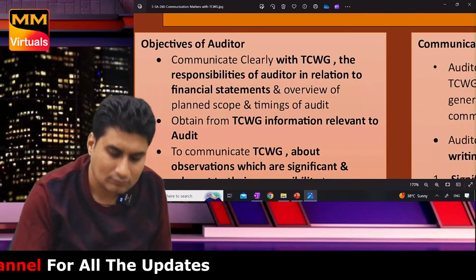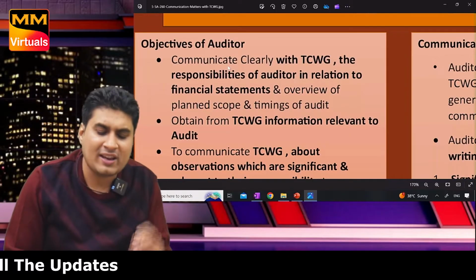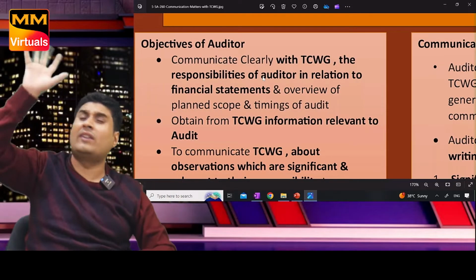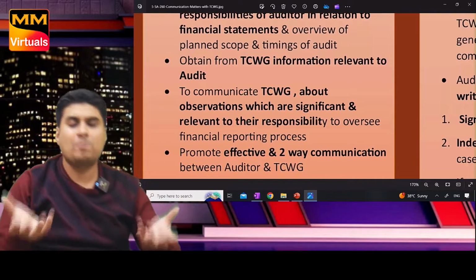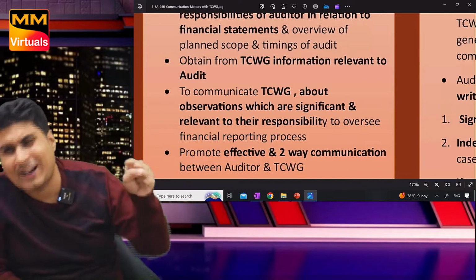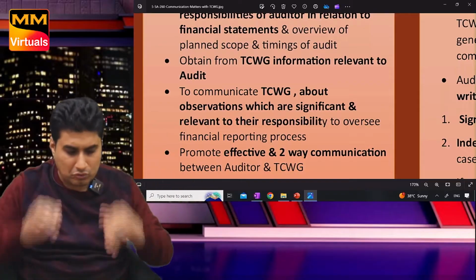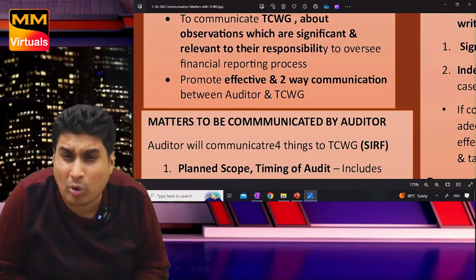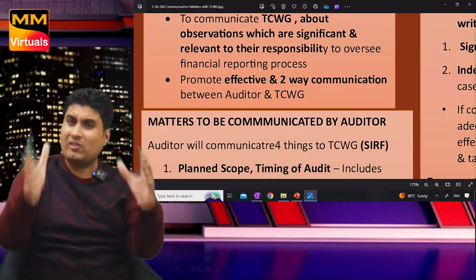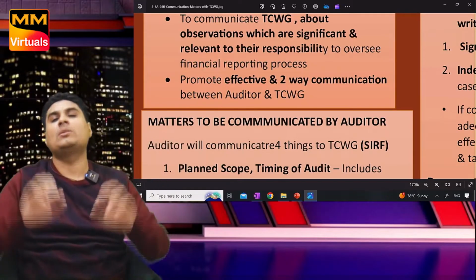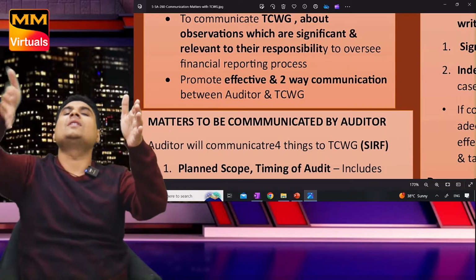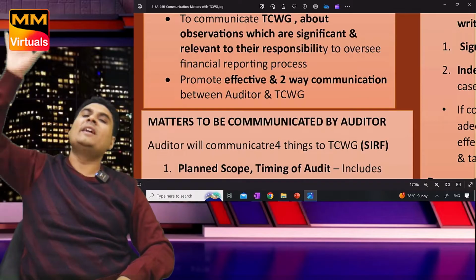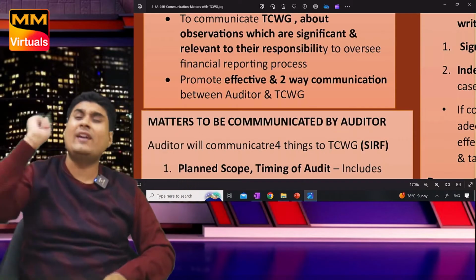Very simple. I will just read the standard. Communicate clearly with those charged with governance the responsibilities of the auditor. We will tell them, these are our responsibilities, these are your responsibilities. Why is this standard there? So we can obtain from those charged with governance information relevant to the audit, such as their roles and responsibilities for the financial reporting process. This standard promotes two-way communication between auditor and those charged with governance. If communication is good, there will be better trust. If better trust is there, the audit can be done in a nicer way.